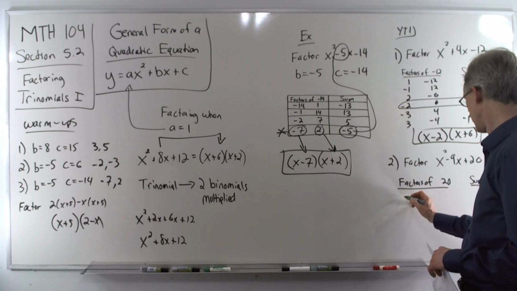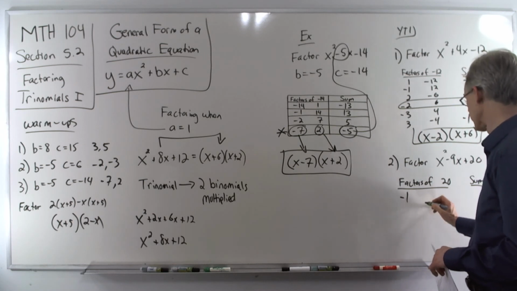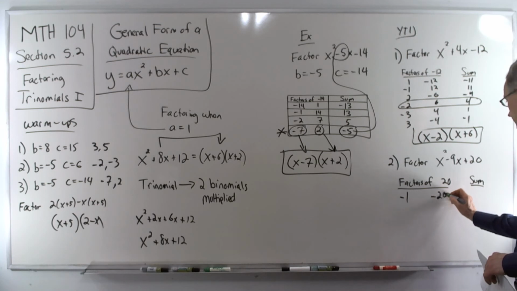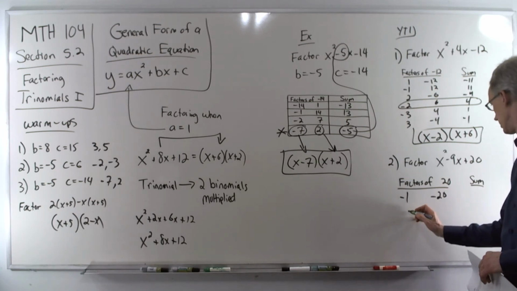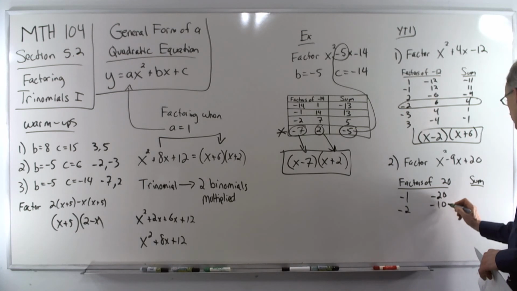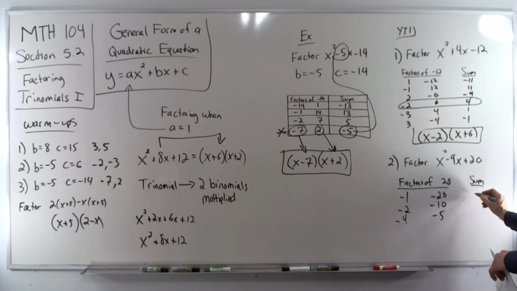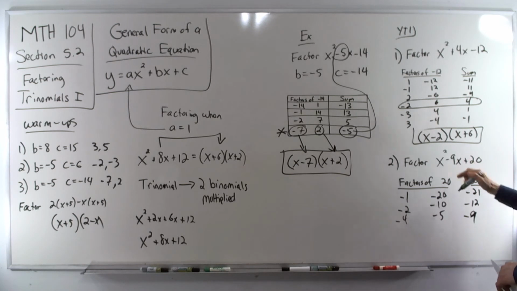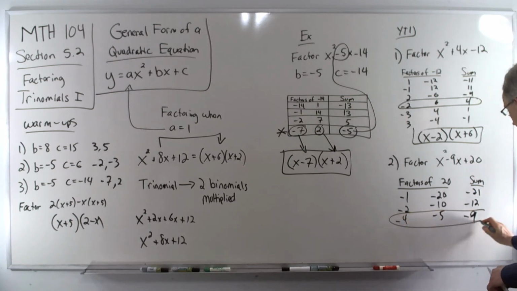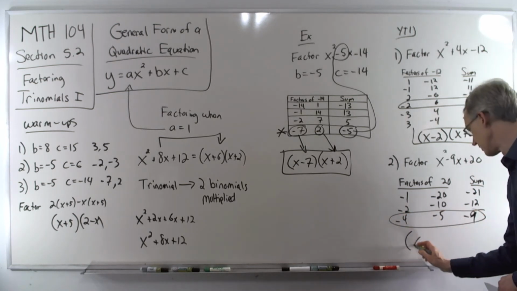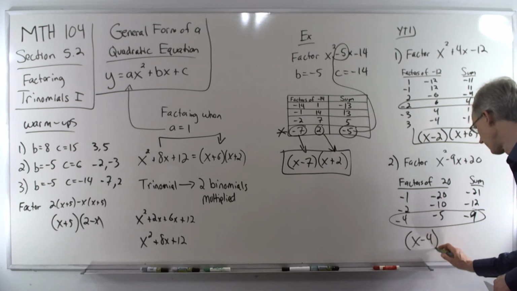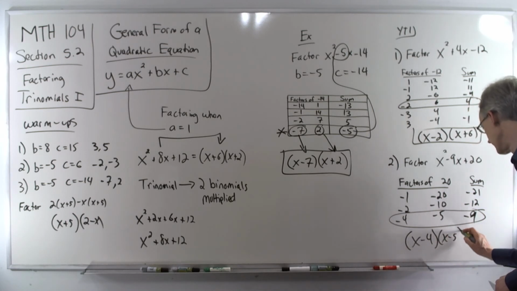All right, positive 20, we can go negative 1 and negative 20, or we can do negative 2 and negative 10, or negative 4 and negative 5. And the sums then are negative 21, negative 12, and negative 9. We're trying to match negative 9, so there's our pair, negative 4 and negative 5. x minus 4, x minus 5.